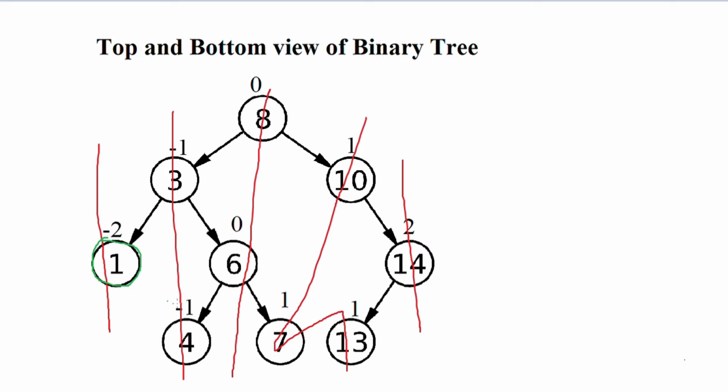Now what about this? 4 will be the element that is visible to me when I look from the bottom. Similarly, 6 will be visible to me, and 7 won't be, because 7 is in the middle. 13 will be visible to me, right? And 14 will be visible to me. So what will be the bottom view of this binary tree? 1, 4, 6, 13, and 14, right? We are clear with that.